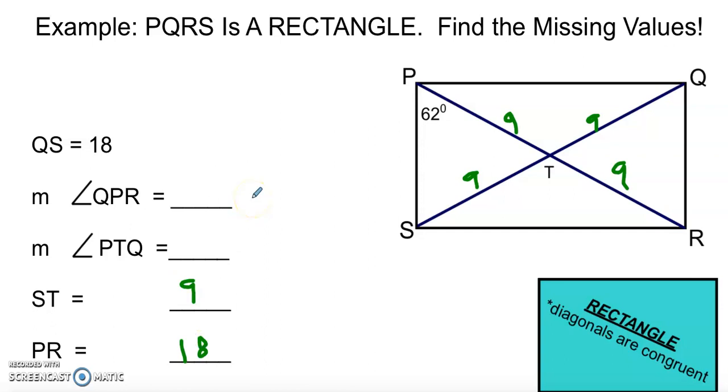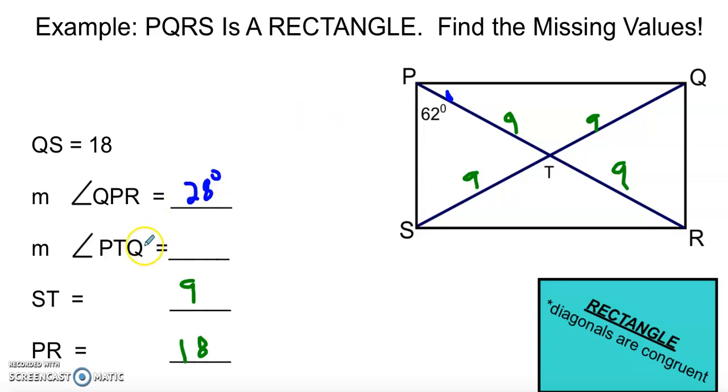Now let's take a look at angle QPR. I'll pick a different color here. Angle QPR is this angle right here. Because rectangles have 90-degree angles, I'm just going to take 90 and subtract 62 from that. When I take 90 and subtract 62, I get 28 degrees. So that's just 90 minus 62.